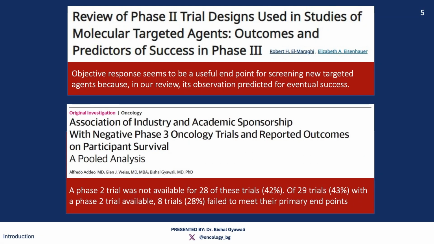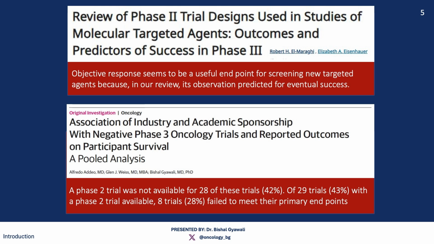There have been a couple of studies looking into this. One of these studies showed that in a phase 2 trial, the objective response seems to be a useful endpoint for screening new targeted agents because it predicts eventual success in phase 3. So that is the role of the objective response rate in a phase 2 trial: predicting whether or not the drug will be successful at phase 3, rather than approving drugs based on the phase 2 response rate itself.